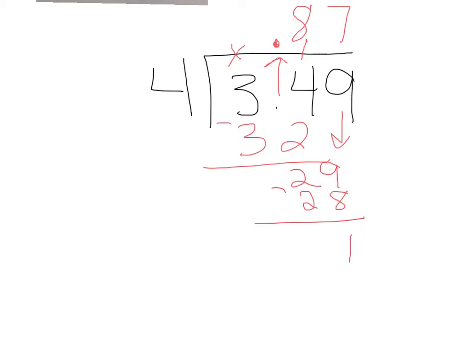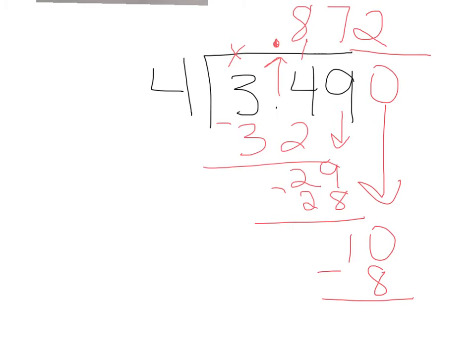Now, whenever we deal with decimals, we cannot have remainders. So my next step is to actually put a 0 in and bring it down. 4 goes into 10. Well, 4 can go into 10 2 times. 2 times 4 is 8. Subtract again. 10 minus 8 is 2. Still, we cannot have a remainder, so I need to bring another 0 down. When I bring that other 0 down, 4 goes into 20 evenly 5 times. So 4 times 5 is 20.